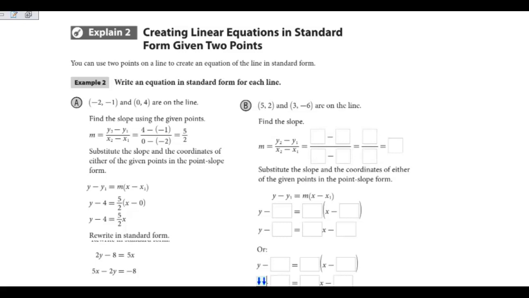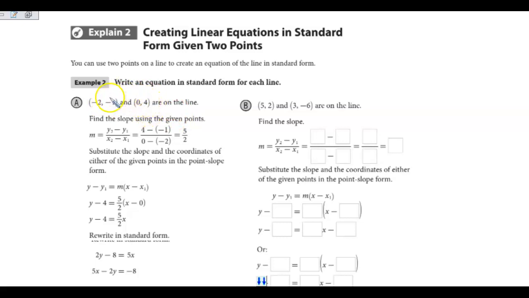Remember that the change in y over the change in x is how we find our slope. We're going to find our slope first, and then we're going to use one of the ordered pairs to determine what the point-slope form is. In our example, we have 2 ordered pairs, -2, -1 and 0, 4. We know that these are on the line because they're telling us so. So we're going to use that information to find our slope.